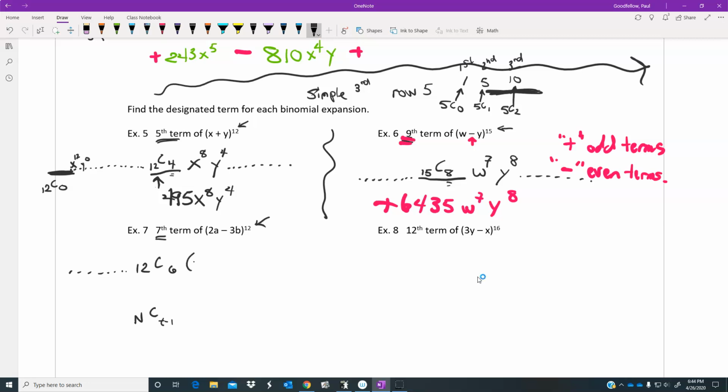And then it's going to be 2a raised to something and 3b raised to something. This is going to be raised to the 6th power. That would mean that the y power is going to be raised to the term minus 1, and then this one is going to be n minus the term, or n minus t minus 1. I don't know if this is the easiest way to think about it. I don't like that formula. I just think balancing it out makes more sense. So this is 6. This one would be 6. I don't like to confuse it if I can't.